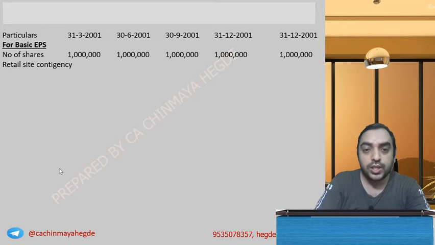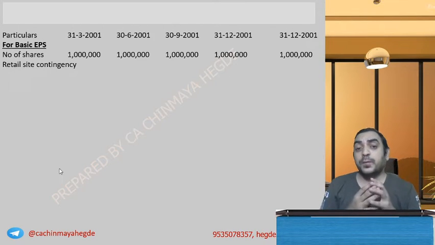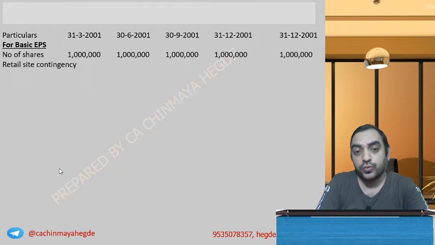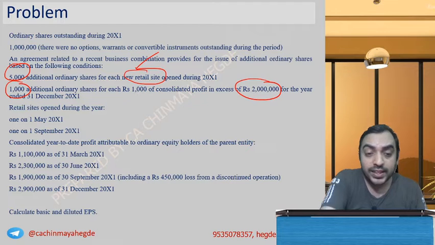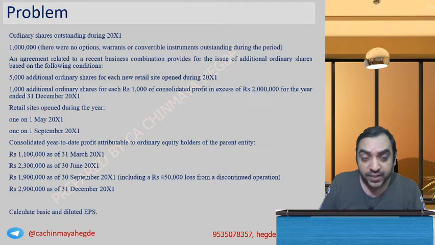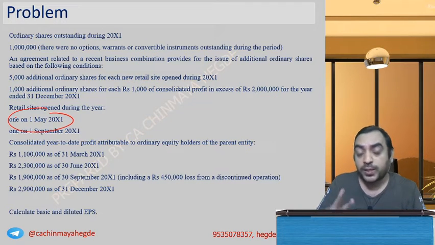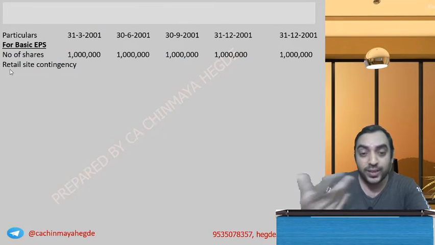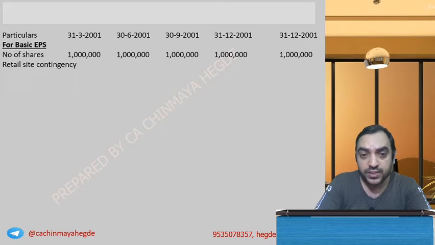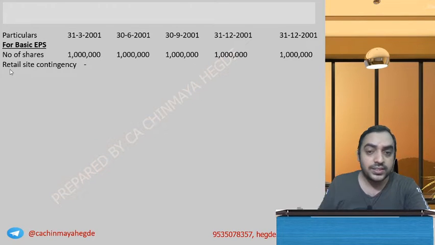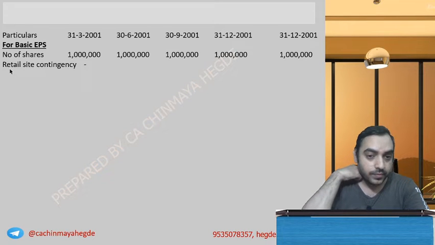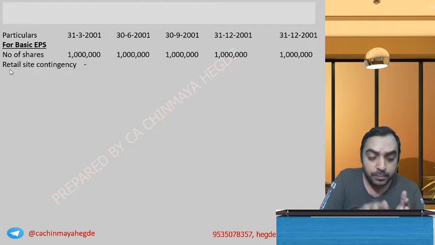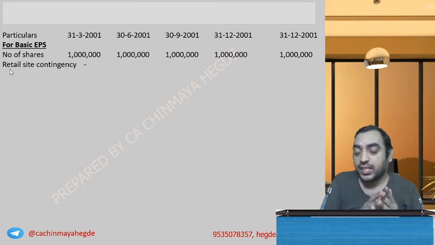For basic EPS, what is the condition? When the contingency is resolved during the year. The contingency is resolved on May 1st. So the first quarter will not count, the second quarter will. The number of shares to be issued is 5,000. Nothing comes in the first quarter, for the period ending March. For the period ending June, that is April, May, June, that quarter, it will come.